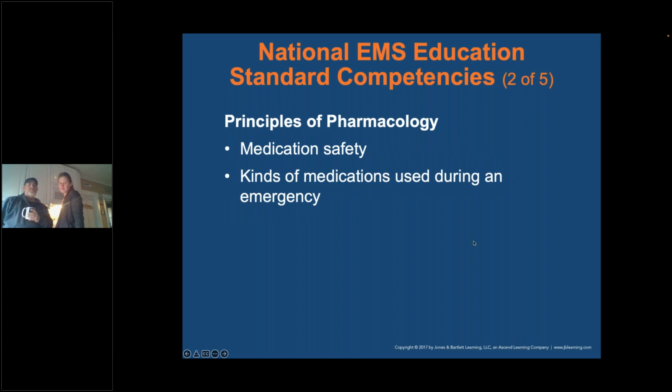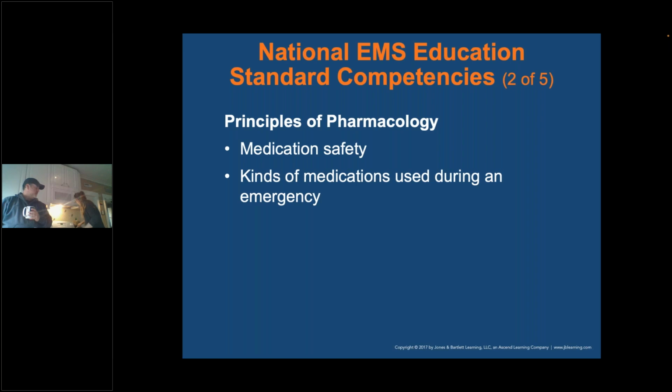In order to give a medication, we have to know the different rights of patient medication administration, along with medication safety. Some of these medications that we can't administer will actually kill a patient if given in the wrong situation, which is why we need to know what we're going to be giving, how we're going to give it, and how it's going to be administered based upon a route. Make sure it's the right patient, right time, right dosing. There's a lot to know with medications.